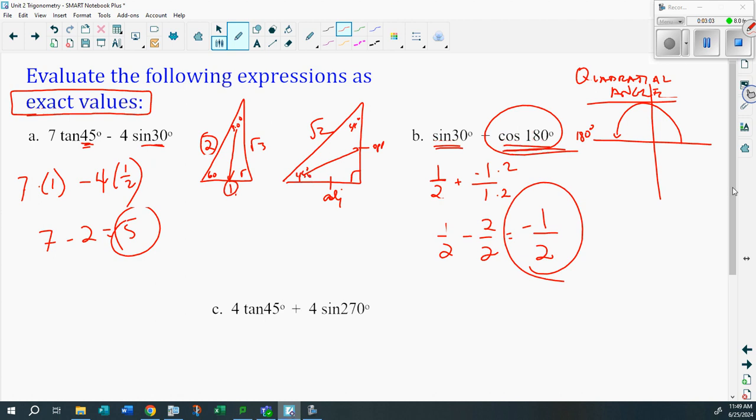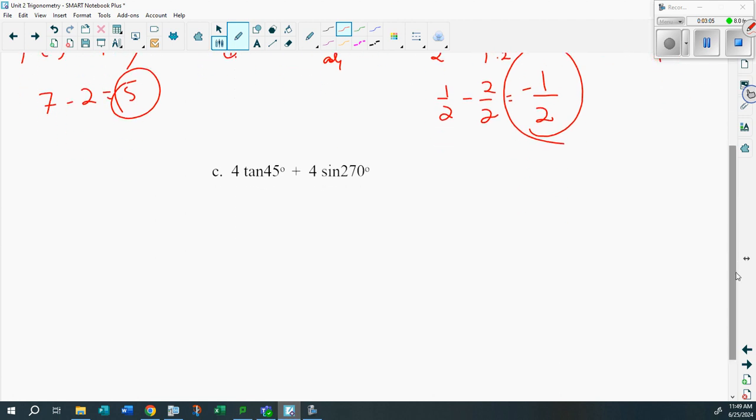Okay, so guess what? I threw another quadrantial angle at you. But check this out. Also, I gave you 45 degrees. Tan of 45 degrees, we already know. Yeah, draw it out. There it is. 1, 1, root 2. Tan of 45 degrees is going to be opposite over adjacent, which you know is going to be just 1. So this is 4 times 1 again, making this really simple.